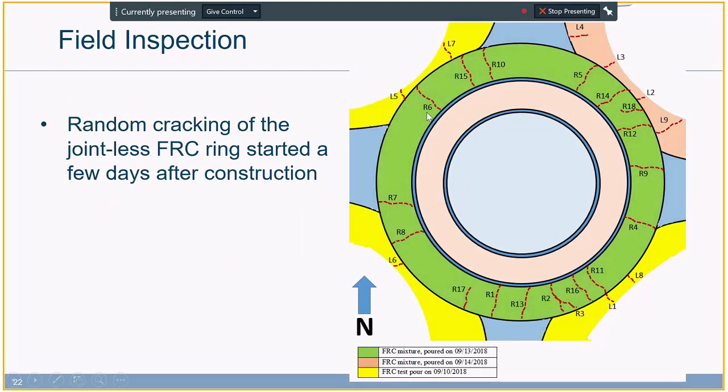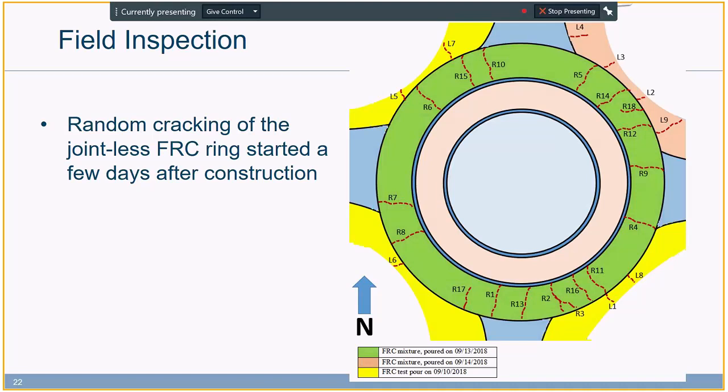Here I have a map of crack distribution as of October 2019. In the green area, the jointless fiber reinforced ring, we had 18 cracks. Some of them were very tight and some of them very wide open. And as you can see all over the ring, we can see the cracks.